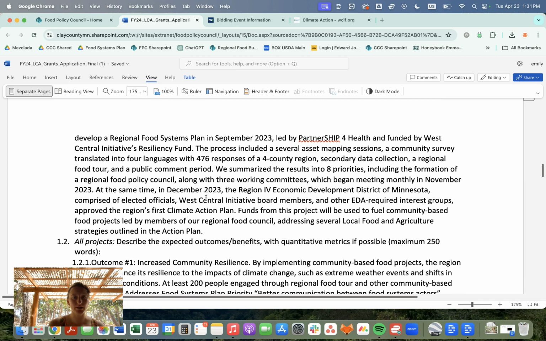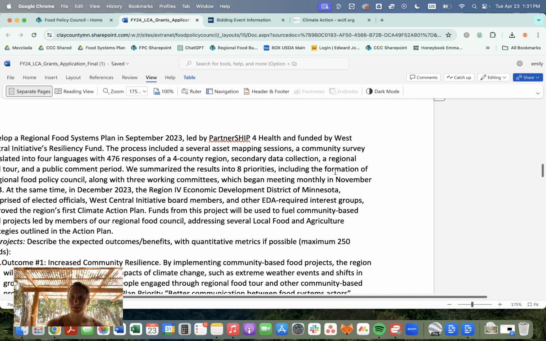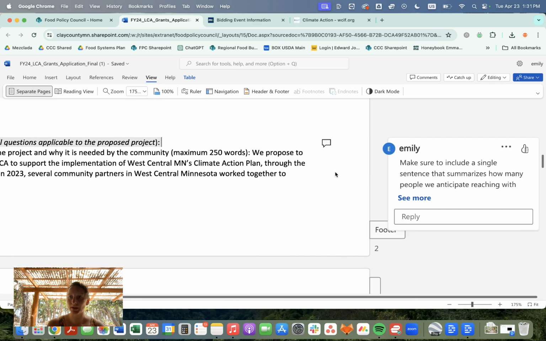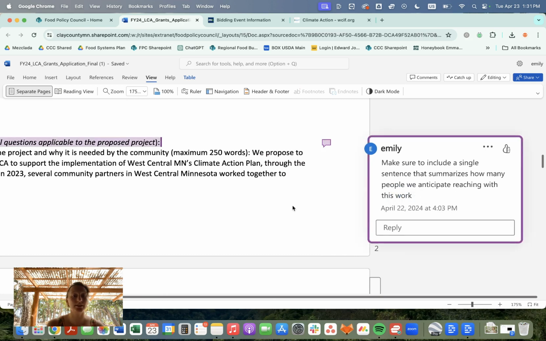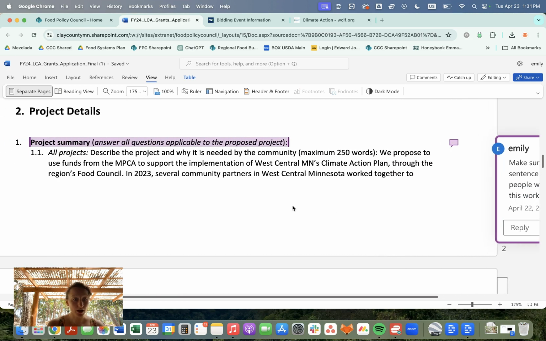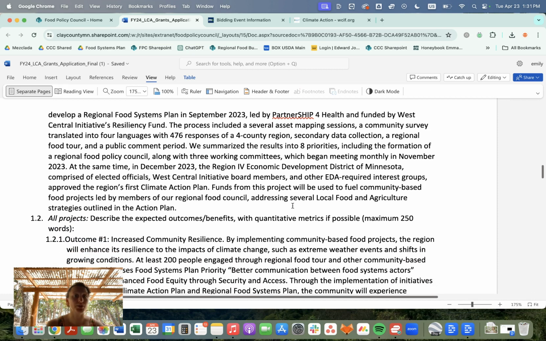Now, I think it's important that when you are writing a grant application, you should almost always write the summary last. The reason I took a stab at this is because I'm also in the process of reviewing other grant applications for a different process, and it's giving me a lot of ideas about the framing. Numbers are important, and this is something that I even commented. Make sure to include a single sentence that summarizes how many people we anticipate reaching with this work, because oftentimes that's a question in terms of impact.